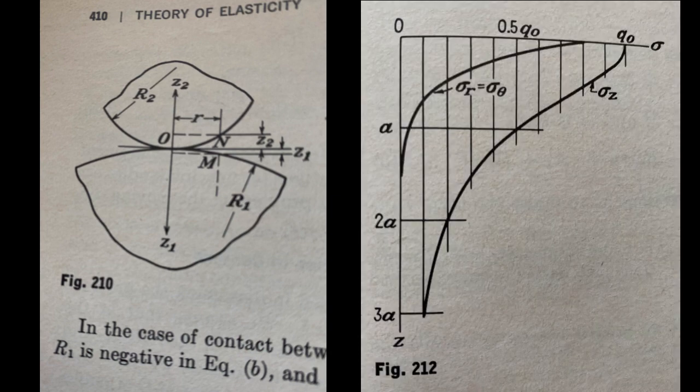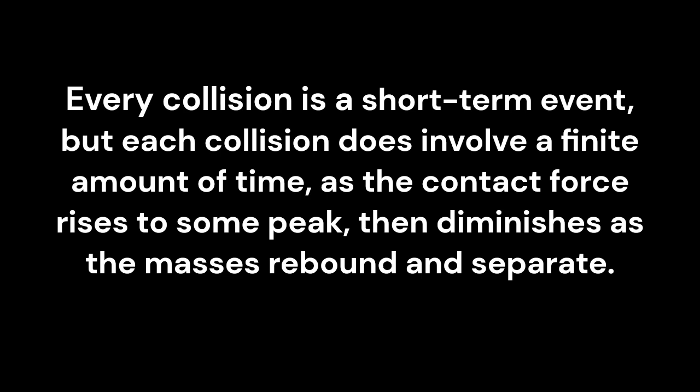Here's a picture from one of my engineering books about the problem of contact between two bodies. And to the right, the solution, the curve to the right is sigma z, that's the pressure in the direction of contact. You can see it's a peak at the point of contact, and then as you go farther away from that contact, the pressure fades off, but notice it fades non-linearly. Every collision is a short-term event, but each collision does involve a finite amount of time as the contact force rises to some peak, then diminishes as the masses rebound and separate.